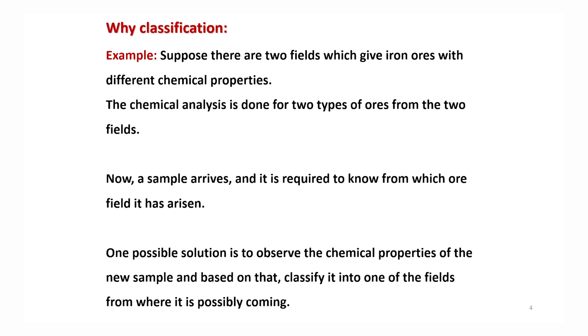Let me take one more example. Suppose there are two fields, meaning mining fields, where we get the ores. For example, there are certain fields to dig out iron ore, and there are coal fields to dig out the coal, etc. So suppose there are two fields from where iron ores are obtained, field number 1 and field number 2, where the ores for extracting the iron are obtained, but the ores have different chemical properties.